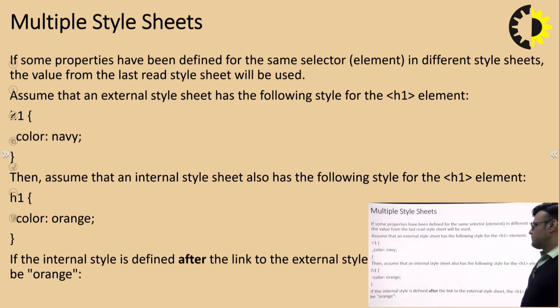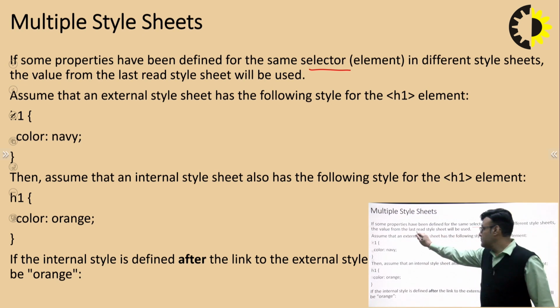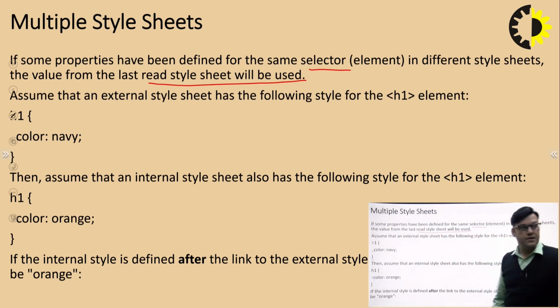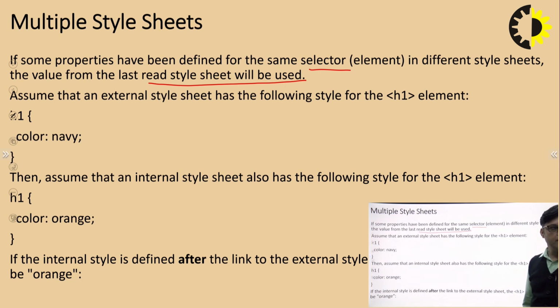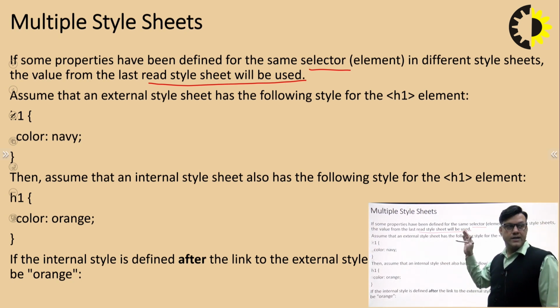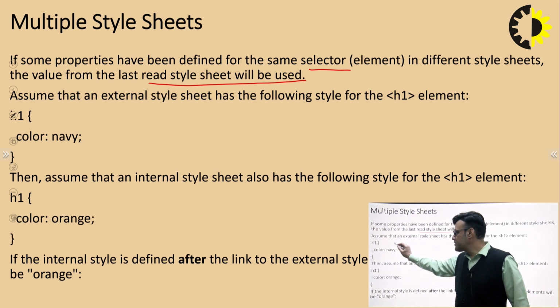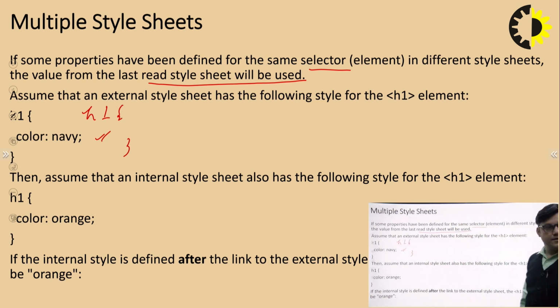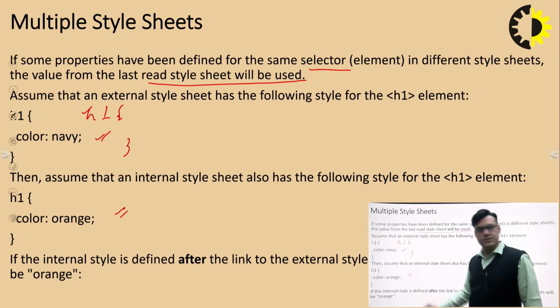Multiple style sheets. If the same properties are defined for the same selector in different style sheets, then the value from the last read style sheet will be used. Assume, for example, that an external style sheet has the following style. What style? Heading H1 color is navy. And also in the internal style sheet, I have written that the H1 color is orange, right?